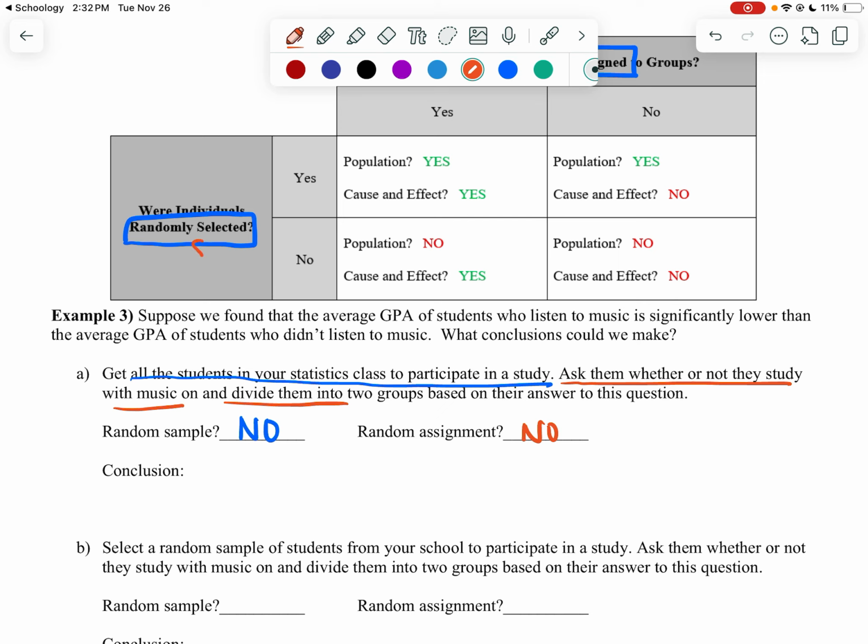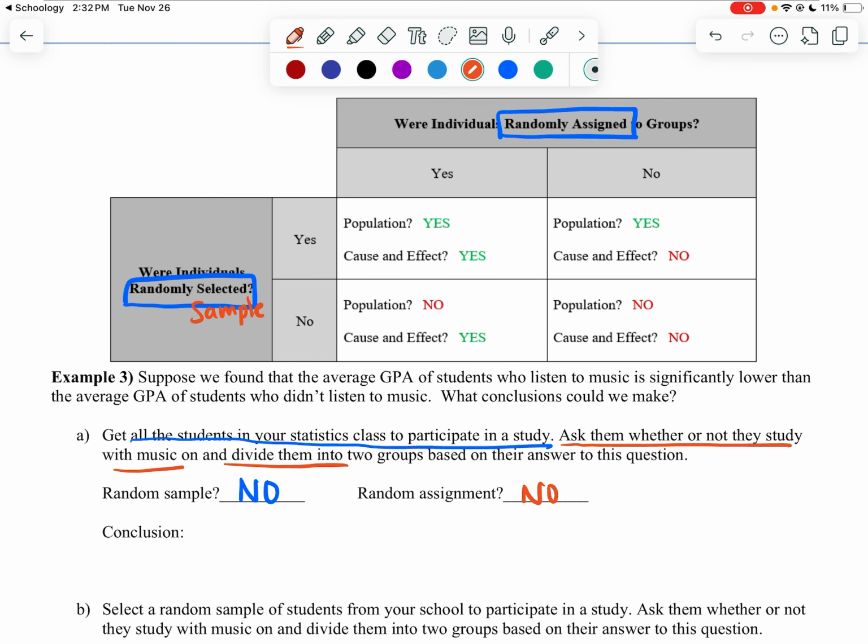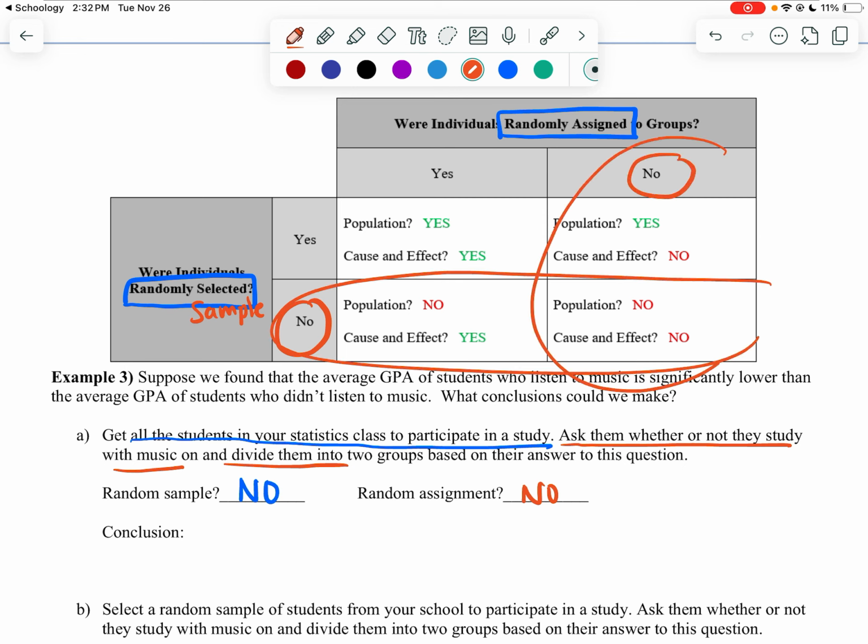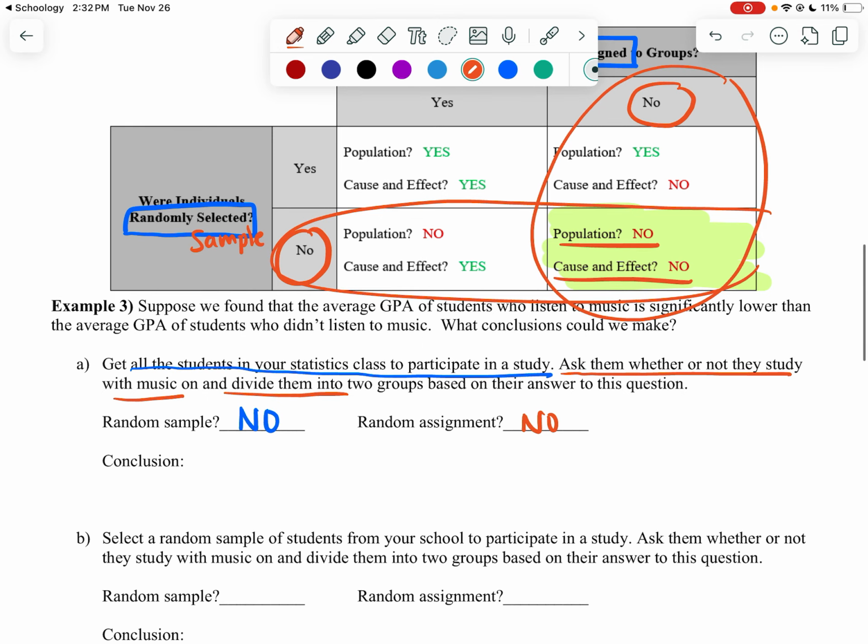Okay, this random selection, this is sample. That means the same thing. So if the random sample is no, if the random assignment is no, I'm looking at where these overlap. That's going to be right here. That means I cannot make a conclusion about the population. Okay, that's what this says right here. And I also cannot determine cause and effect.